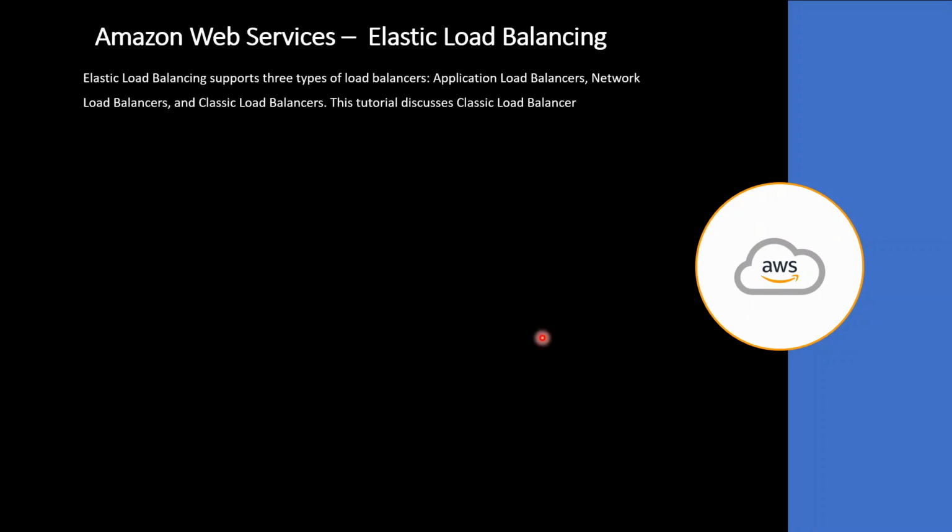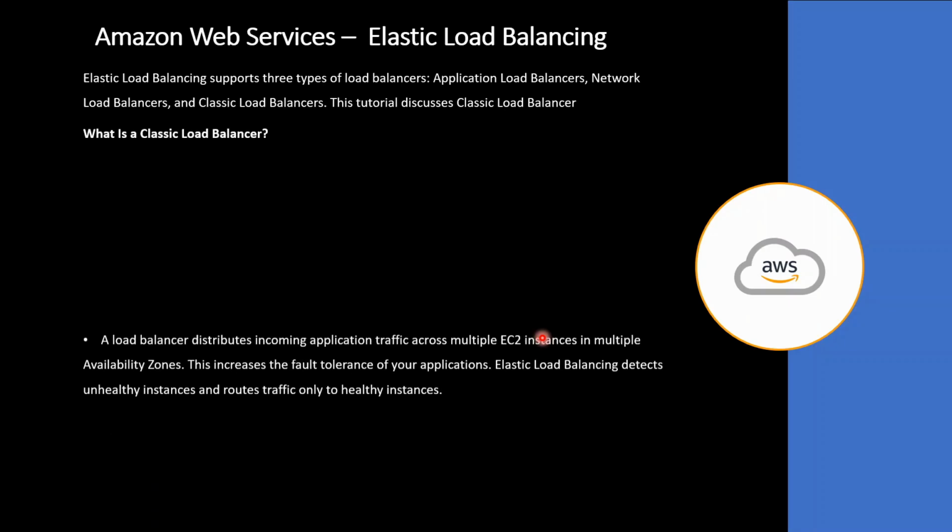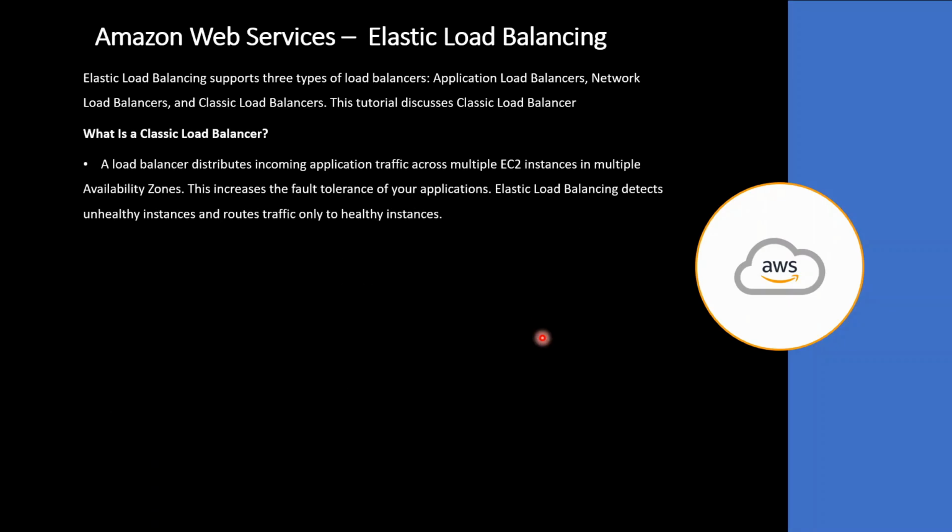So Elastic Load Balancing supports three types of load balancer. We do have application load balancer, network load balancer, and a classical load balancer. In this tutorial, I will discuss the classical load balancer. So what is a classical load balancer? A load balancer distributes incoming application traffic across multiple EC2 instances in multiple availability zones.